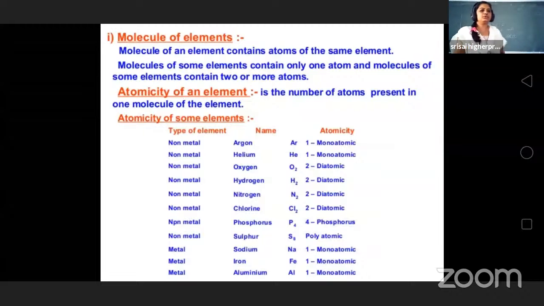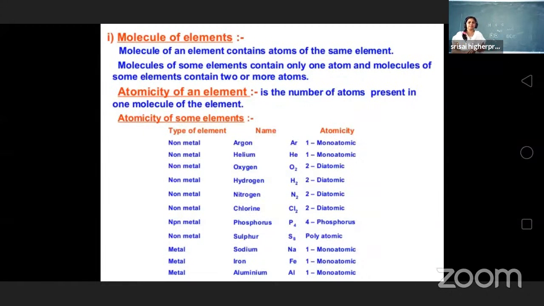Molecules of elements. A molecule of an element contains atoms of the same element. Molecules of some elements contain only one atom and molecules of some elements contain two or more atoms. For example, you know that H2O is there. H has two atoms. Some of them have two atoms and some have one atom. So we represent how the compound is formed.